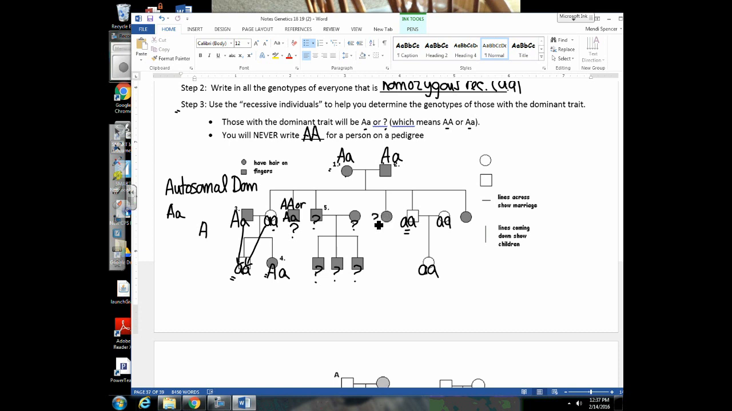This daughter right here is also going to be a question mark. Again, she could be big A or big A, little a from 1 and 2. And same with this final daughter over there. Big A or big A, little a.